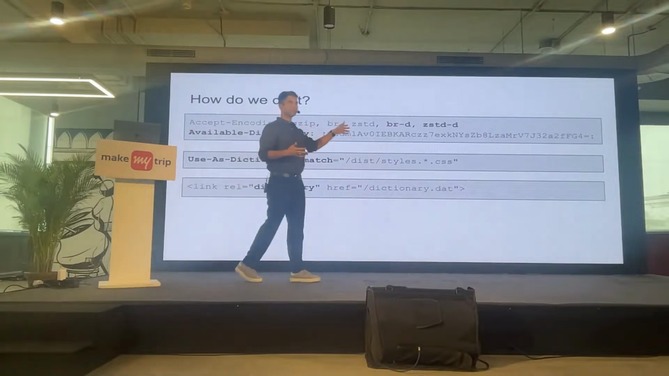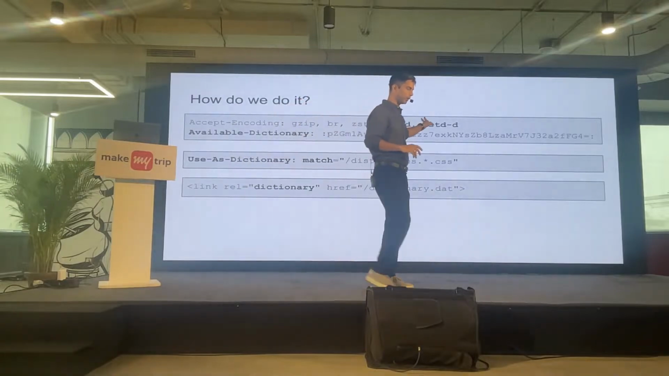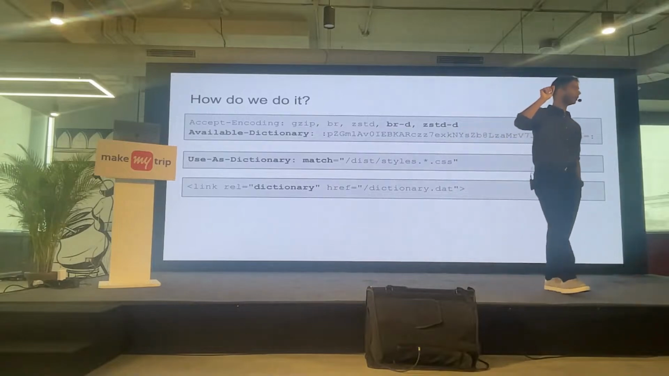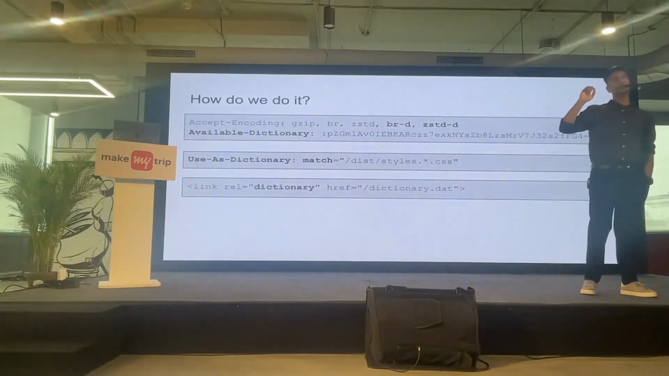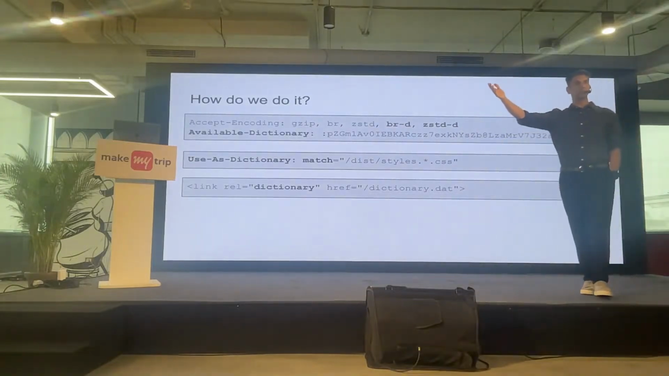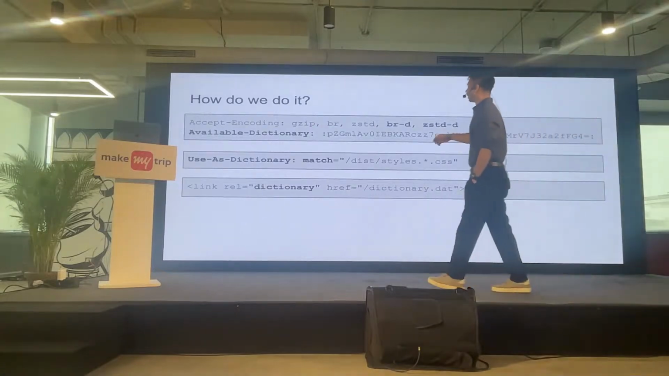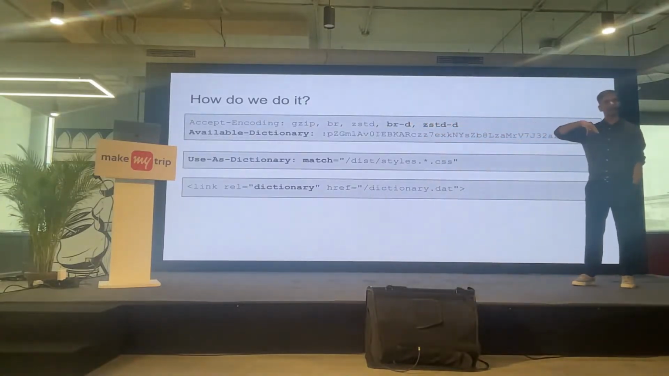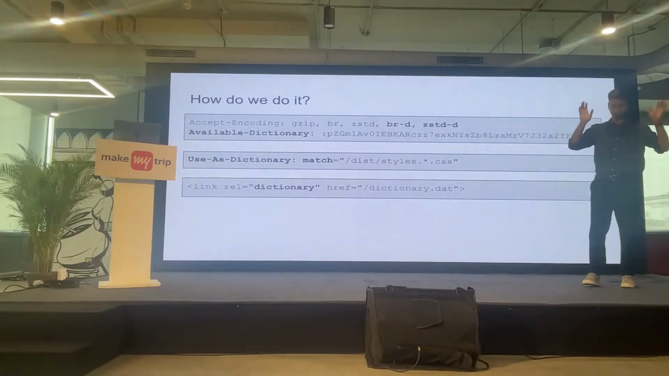Then you would see there is another header called available-dictionary, and there is some gibberish, some hash. What's happening here is, let's say I as a developer decided that my main-v1.js should be used as a dictionary for future releases. I could, while making the request for the next version of it... let me just make it clear.